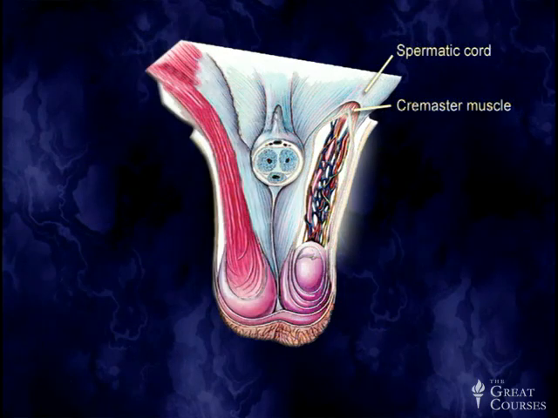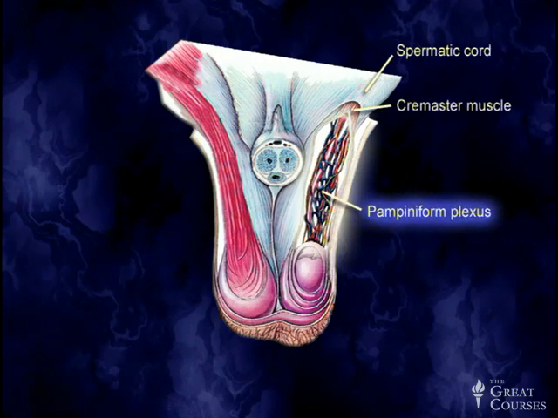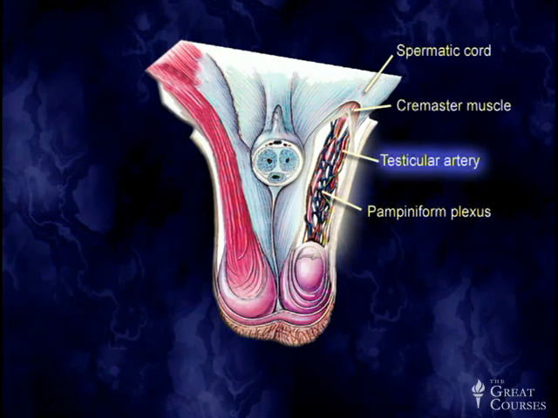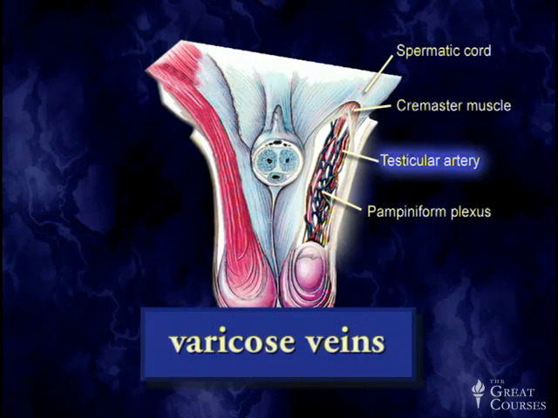Inside the cord, we have a big plexus of veins here, known as the pampiniform plexus, and then we have a single small artery coming down to supply the testicle. These veins can be a problem because they can develop swelling or become varicose veins, and sometimes the pressure they exert can suppress sperm production and make the man sterile or infertile, and this can be treated surgically. Those varicose veins can be removed.